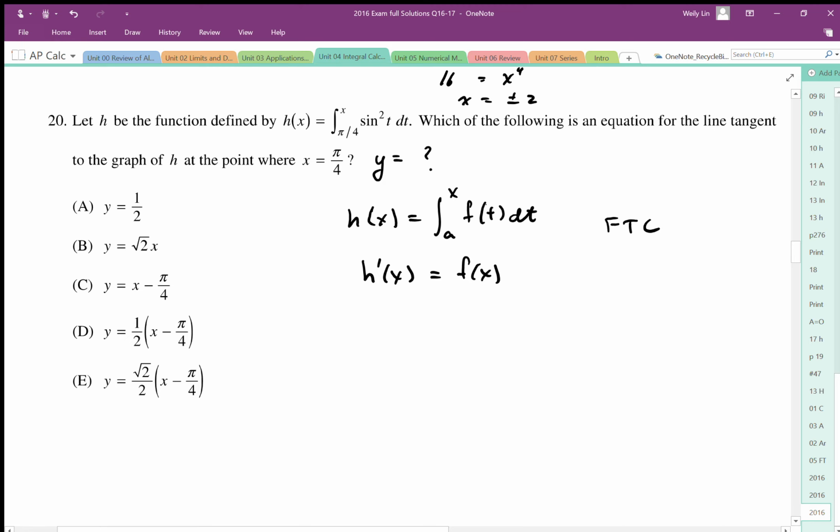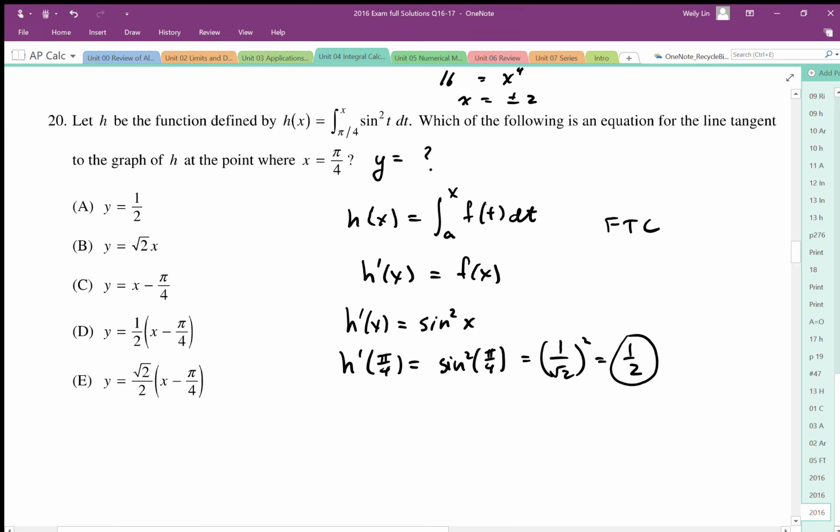So if that's true, then we can find the derivative, h prime of x. It's going to be just sine squared x. We can work out the value of the slope at pi over 4. So sine squared of pi over 4 works out to be 1 over root 2 squared, which is equal to 1/2. So there's my slope. All I'm missing is the y coordinate.